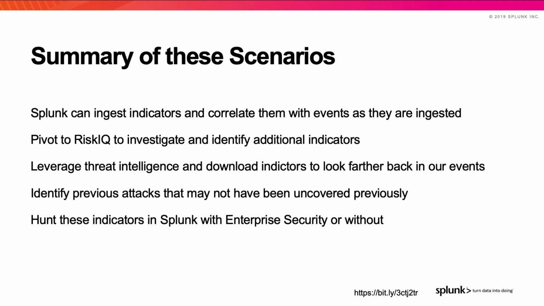So those things we were able to learn by being able to very quickly upload that and then look historically back across that. So to summarize that, we were able to ingest the indicators and correlate them as they came in. We pivoted back to RiskIQ to investigate, uncover additional indicators, identify additional adversary infrastructure, right? We were able to then take that additional adversary infrastructure and even more, download it back into our system and look even further back and identify things that had not been uncovered previously and be able to do our hunt with that. And we happen to do it with enterprise security, but just again, remember, you don't necessarily have to do it with enterprise security, but that's the way I wanted to show that today.